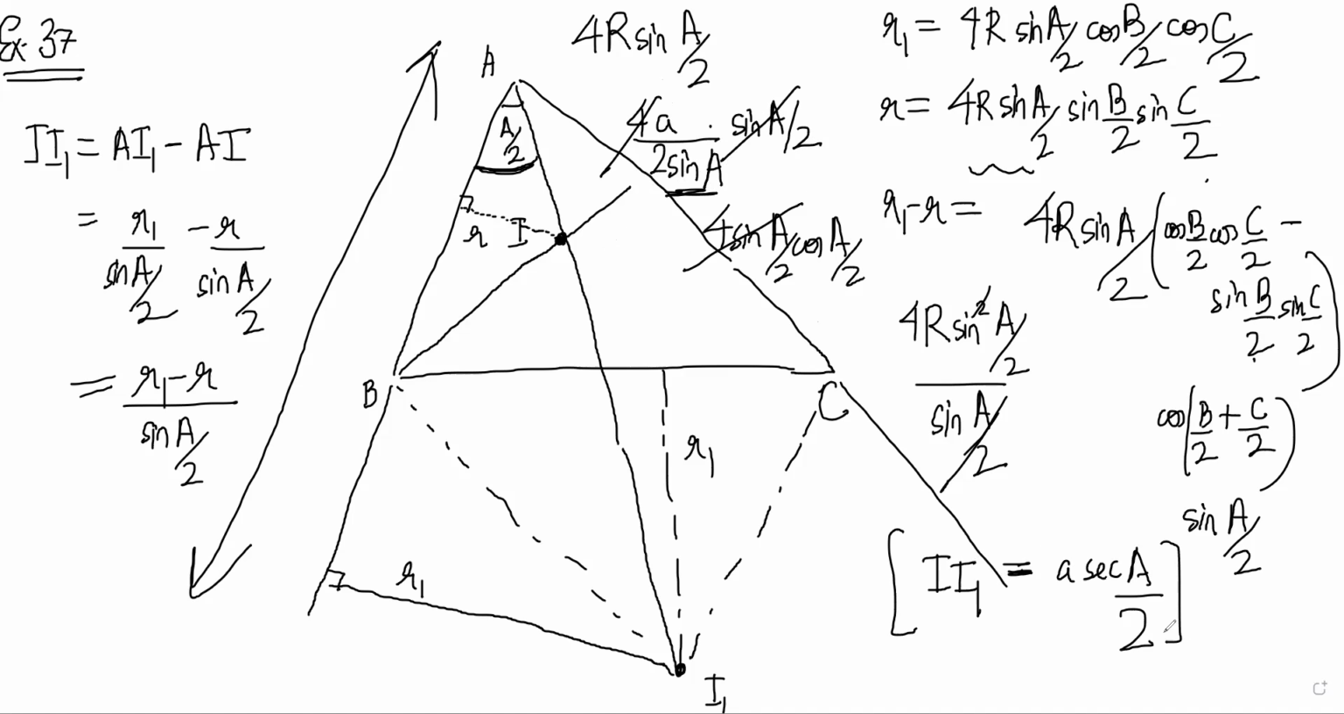I1 you get now. Obviously then the sixth one you can get, because I1 is gotten, then I2 will be similar, B sec B by 2, and I3 will be similar, C sec C by 2. Now I2, I3, how will you get? The fifth one. So draw a figure and think about it.